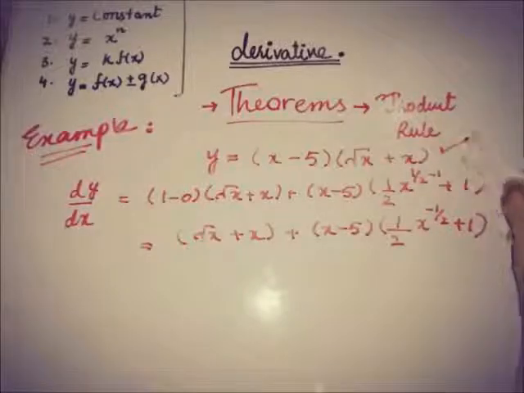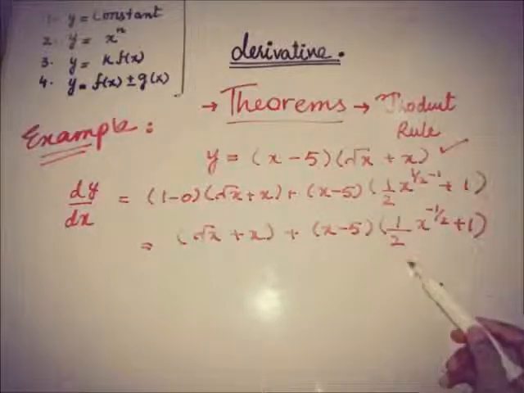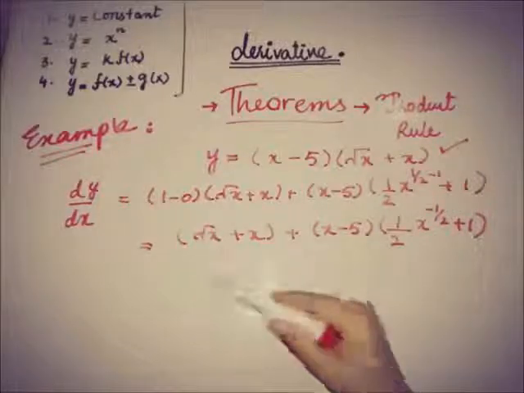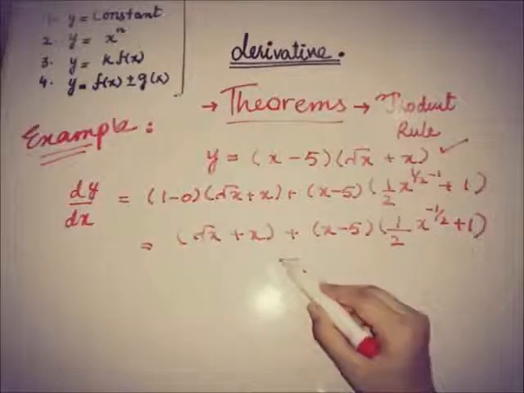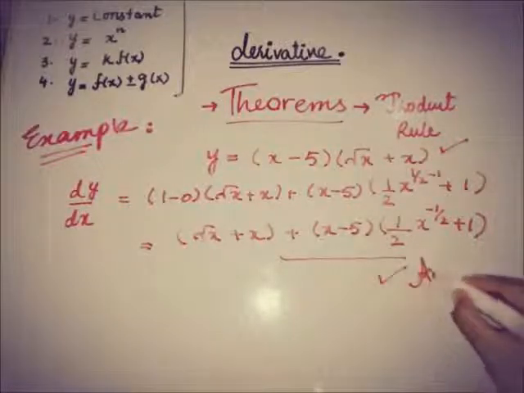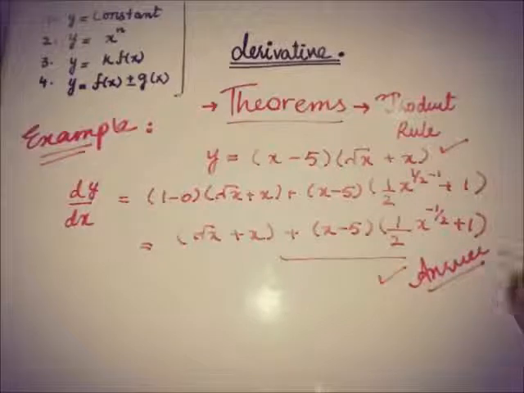This is the function, and the derivative of the function, by applying the product rule and some other previous theorems, we can write the rate of change of y with respect to x in this form. This is the answer, and we will talk about the next theorem in the next video.